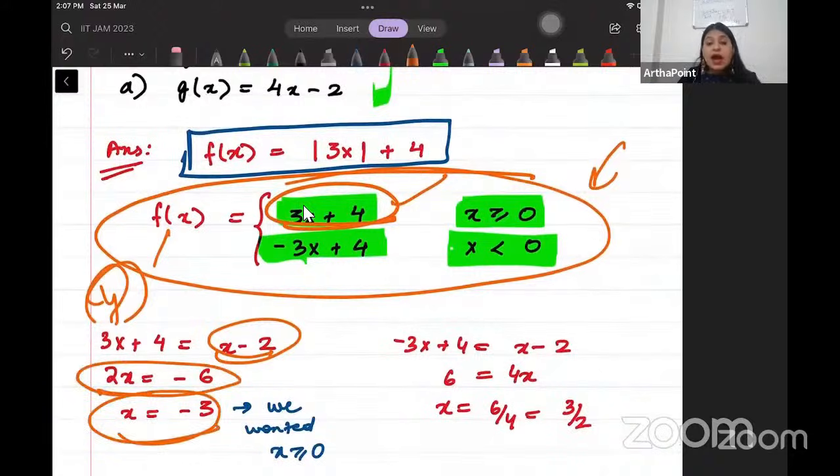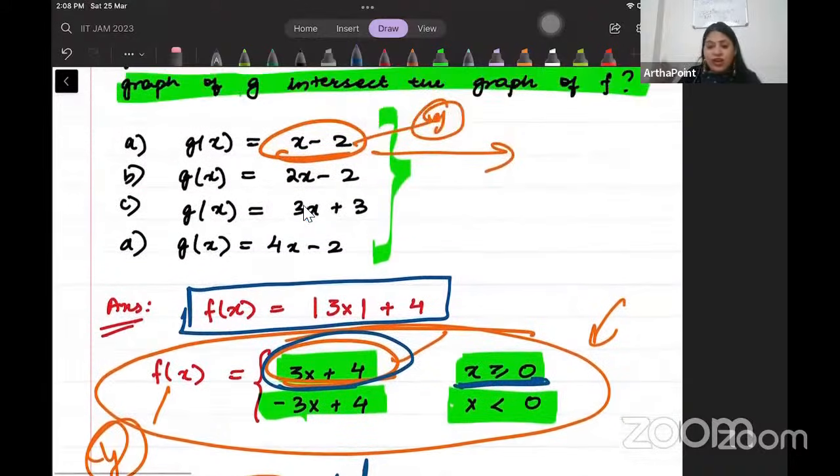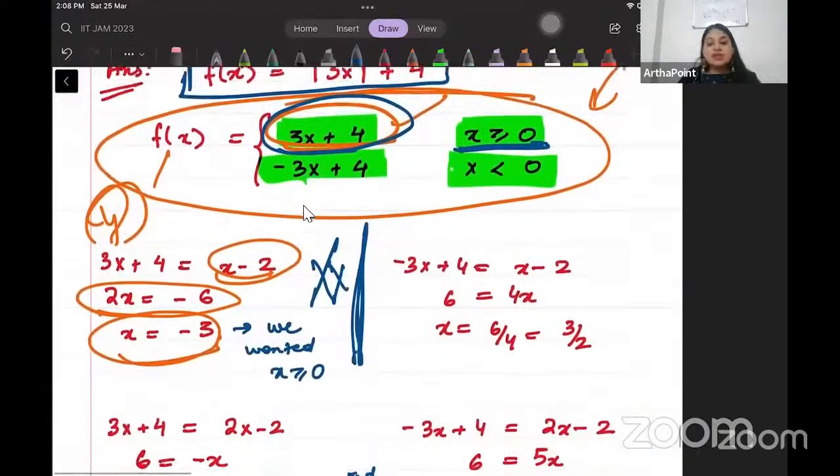But I can only solve this intersection as long as x is greater than or equal to 0. And the x that I'm getting here is negative. So that means this is not the correct intersection. This function cannot intersect because this line only is valid for positive x's. And the point where they intersect is when you have x as -3.